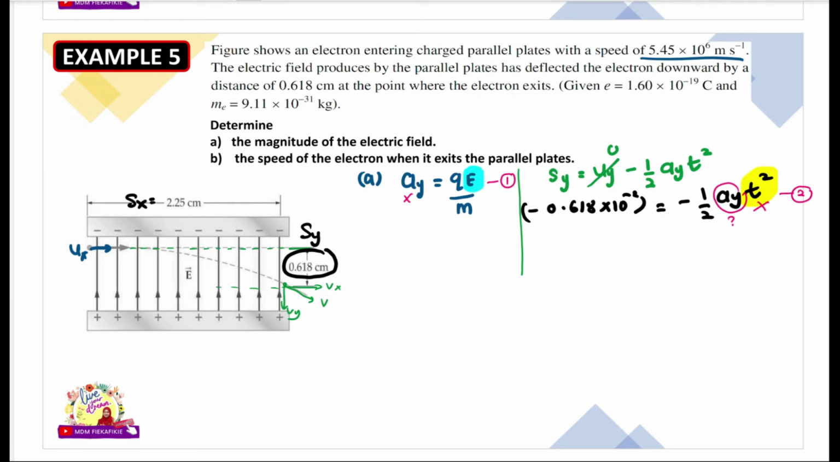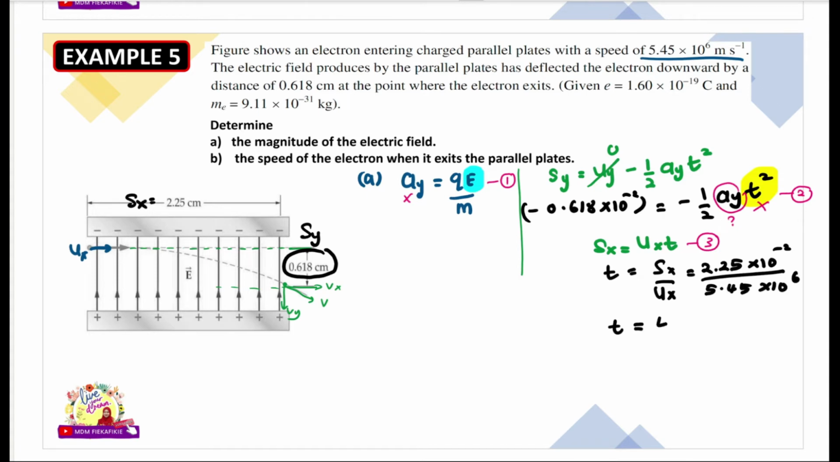And then we need another step, which is Sx. Sx equal to Uxt. Alright, so this is the third equation. So from here kita ada Sx, kita ada Ux, so kita boleh cari T lah. Sama je, dia pusing-pusing sama je macam tadi. So you substitute Sx 2.25 cm. Ux is given 5.45 exponent 6. T dekat sini saya dapat 4.13 times 10 power of negative 9 seconds.